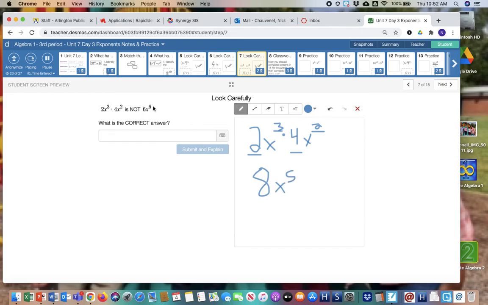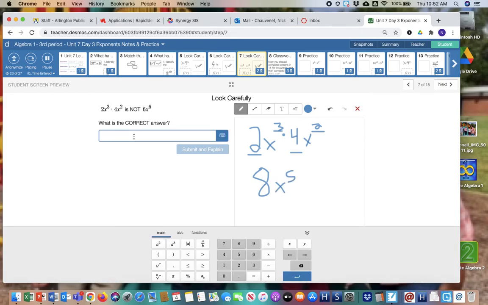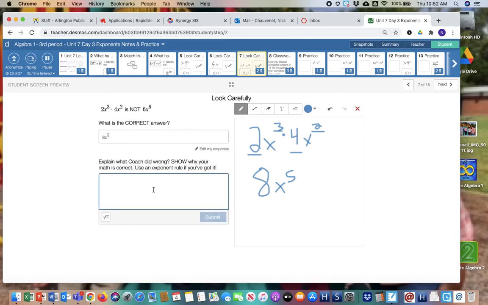So really, they messed up both parts here, right? Okay, so what's my correct answer? It's 8x to the 5th. All right, we should have multiplied the coefficients and added the exponents, right? Instead, what did they do? They added the coefficients and multiplied the exponents. So they basically did both rules backwards, okay?